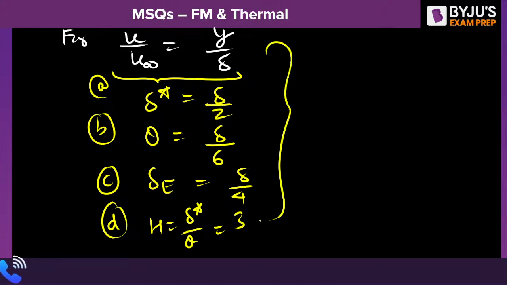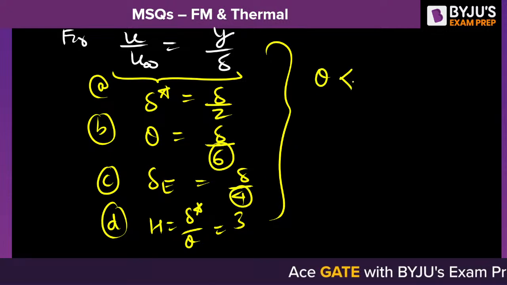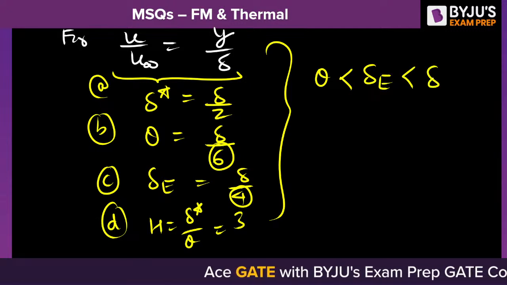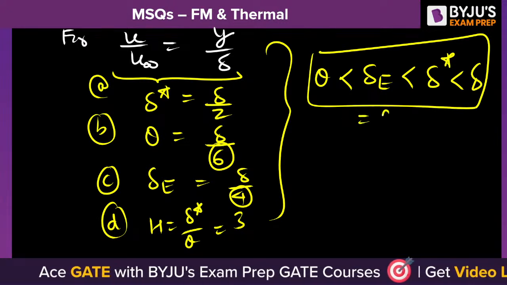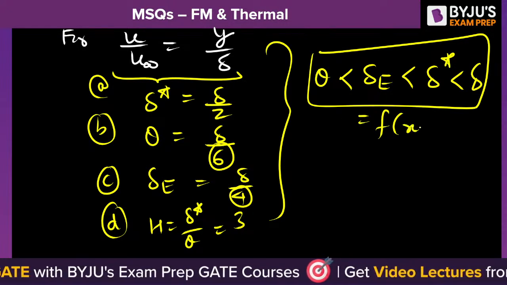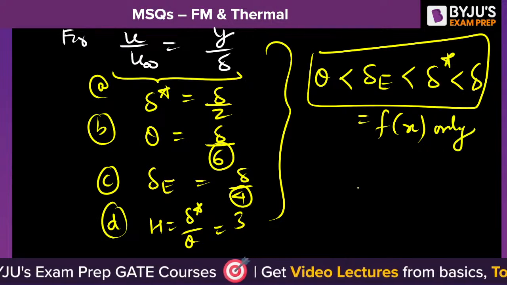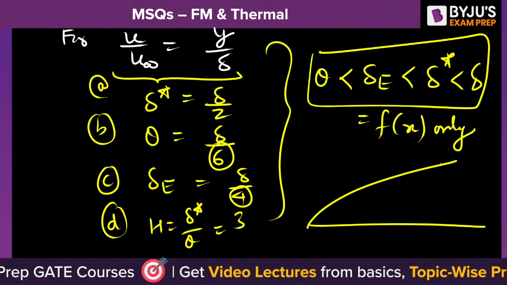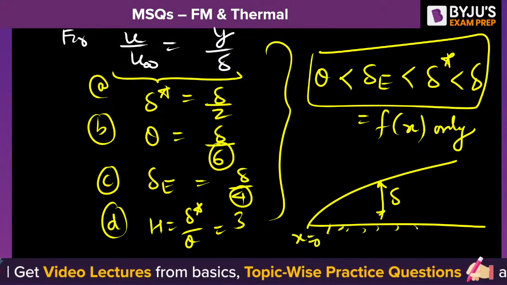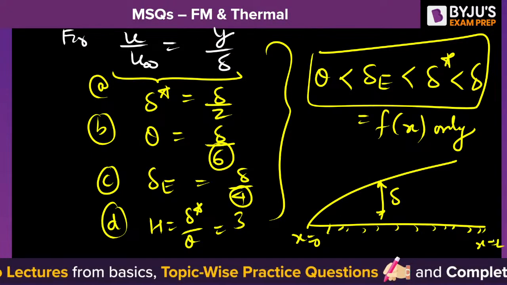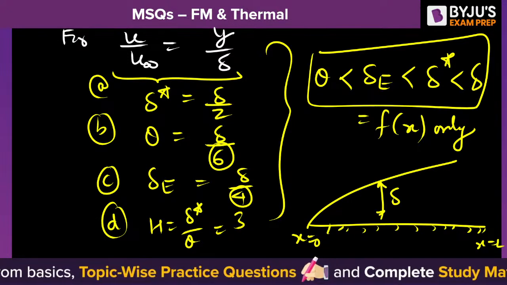And if we write them in increasing order, the minimum is theta, then delta E, and then delta star, and then delta. This will be the order, and all are functions of x only. They vary in x direction. The boundary layer thickness grows in x direction. This is x is equal to 0 and this is x is equal to L. The boundary layer, ACD will be the correct answer.